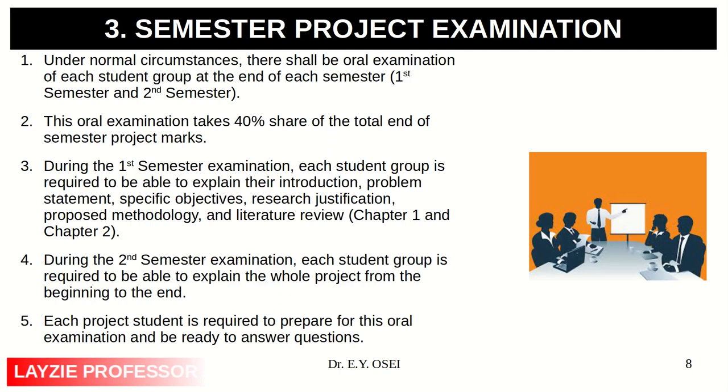So usually at the end of the first semester or during the first semester examination, each project group is required to be able to explain what they've done so far, and it's expected that at this particular time, as a student group, you should be able to explain what your main introduction is, what your problem statement is, or what problem you're solving, what your specific objectives are, and then what your research justification is, or what is the relevance of the project work that you're working on to the national economy and to the global community, and then what your proposed methodology is, how you intend to do the work, and then your literature review.